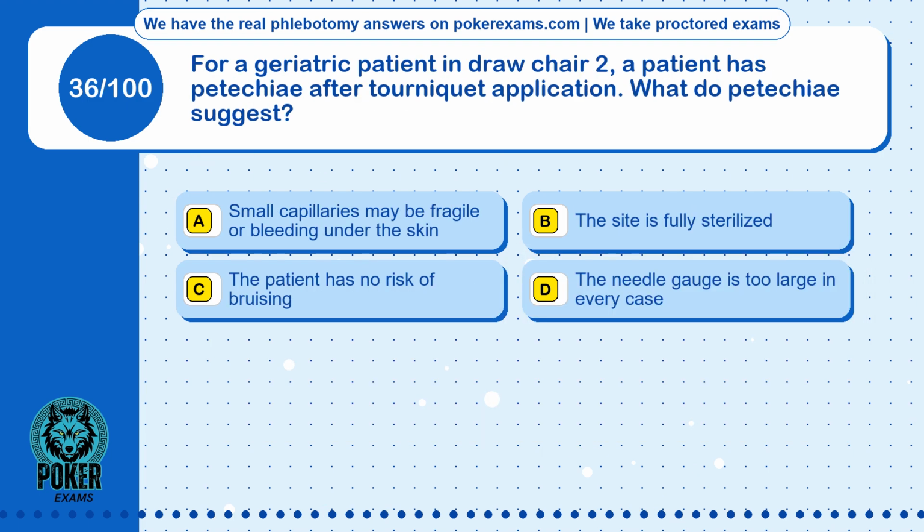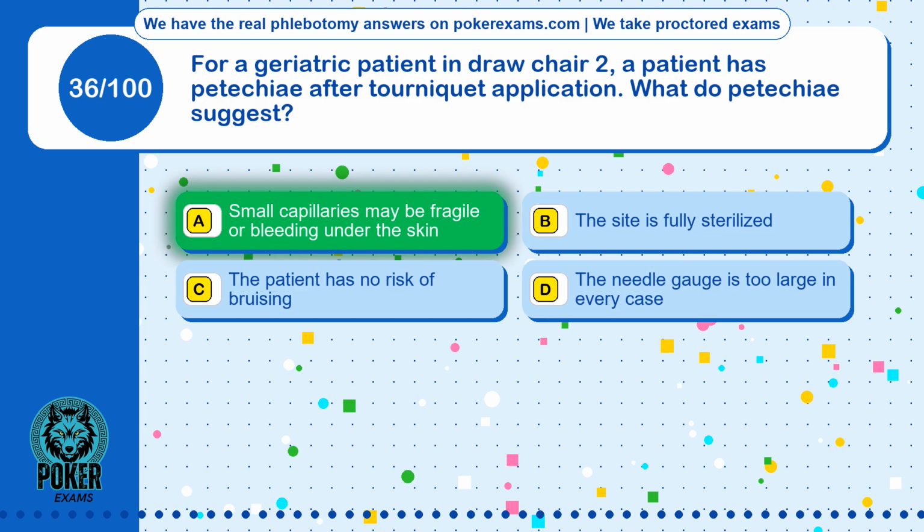Question 36. For a geriatric patient in draw chair 2, a patient has petechiae after tourniquet application. What do petechiae suggest? Option A. Small capillaries may be fragile or bleeding under the skin. Option B. The site is fully sterilized. Option C. The patient has no risk of bruising. Option D. The needle gauge is too large in every case.